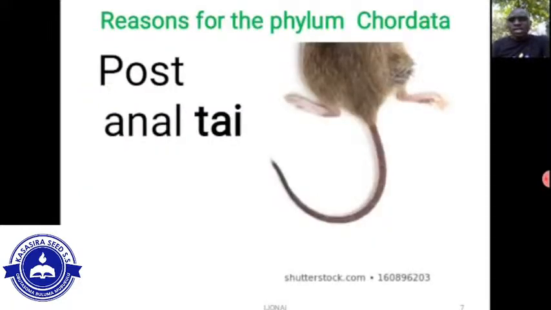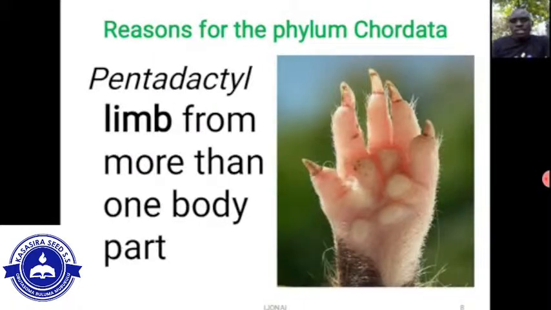So we have looked at the postanal tail. I hope you can see now the exact location of the postanal tail. That's how it looks in the rat. If you go to school, the teacher will be able to show you exactly, but I know you also know. So what you are seeing there is the postanal tail. That word is tail. And then it has the pentadactyl limb from more than one part of the body. A limb that terminates into 5 digits, as you can count from there, 1, 2, 3, 4, 5.